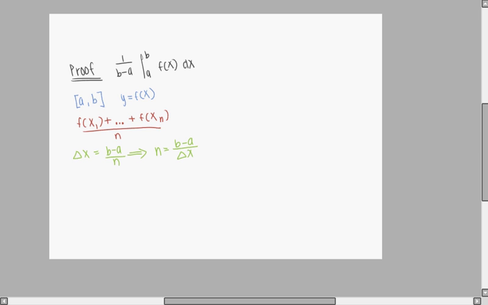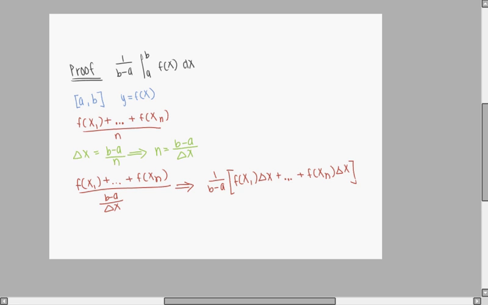So what if we solve for n? We get b minus a over delta x. And look, we can substitute it into this equation for n. So that's what we do here. So we get f of x1 plus ... plus f of xn divided by b minus a divided by delta x. And if we simplify that, we would get 1 over b minus a times f of x1 times delta x plus ... plus f of xn times delta x. And in order to simplify this thing in the middle, we can just change it to this.